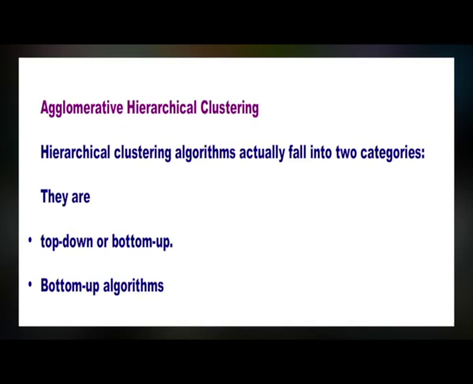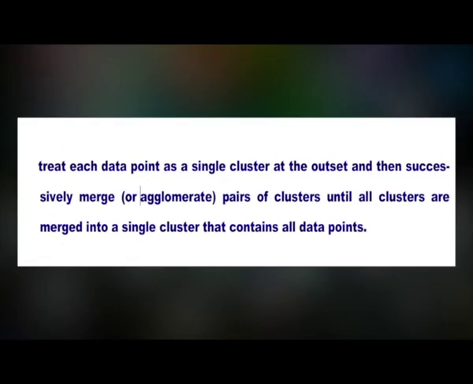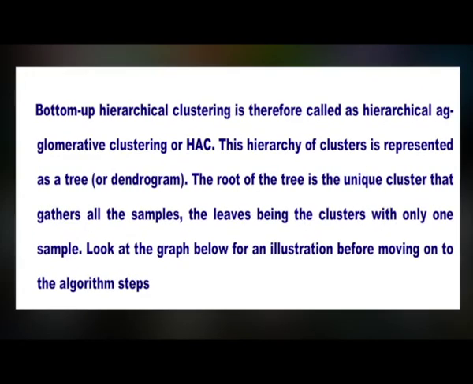Hierarchical clustering algorithms actually fall in 2 categories. They are top-down and bottom-up approaches. Bottom-up algorithms treat each data point as a single cluster at the outset and then successively merge pairs of clusters until all clusters are merged into a single cluster that contains all data points. Bottom-up hierarchical clustering is therefore called hierarchical agglomerative clustering, or HAC.